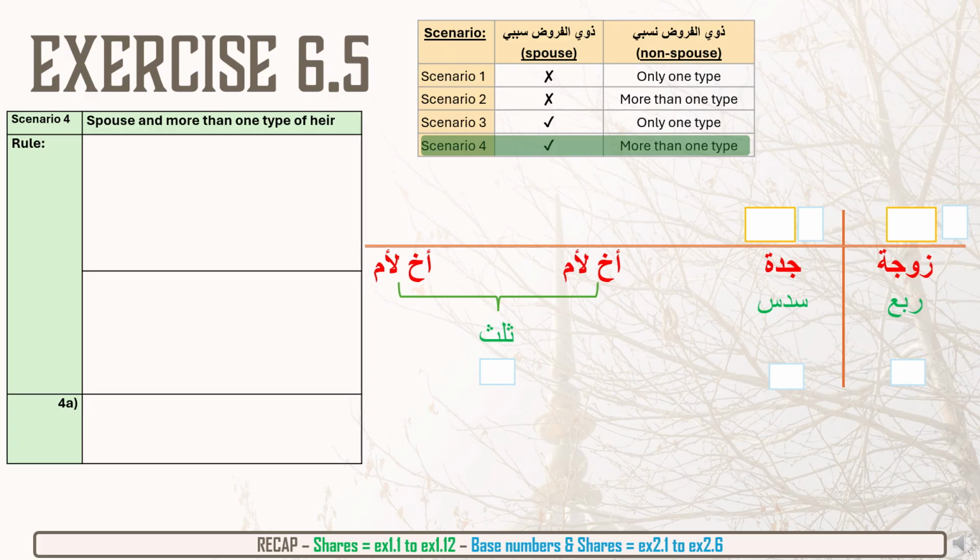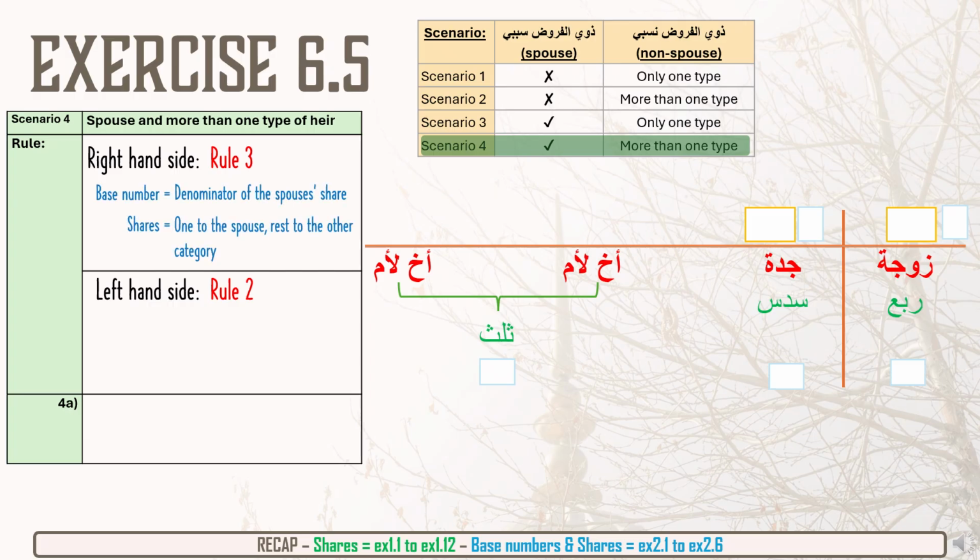The spouse, we write down the spouse first, and there's a separate section for the spouse on the right hand side, and the non-spouse will be on the left hand side. So what happens? Well, in theory, we apply rule 2 and rule 3 on either side. So on the right hand side, for the spouse, we will apply rule 3. Now, if you remember what rule 3 was, make the base number the denominator of the spouse's share. So here the spouse is getting rubu', so we'll make the denominator 4.